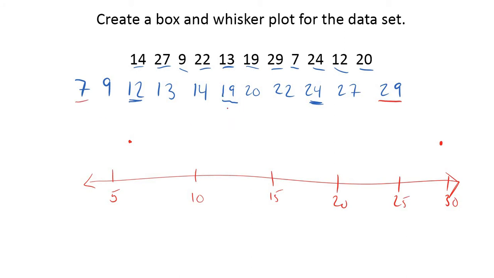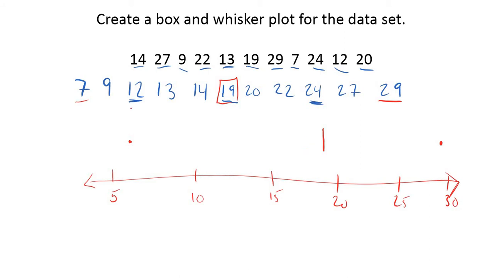The median, okay, let's find the median. It's at 19. Again, I've already done that. I divided this number set in half. So 19 is the median. So it's about right in here. I'm going to draw a line for that.